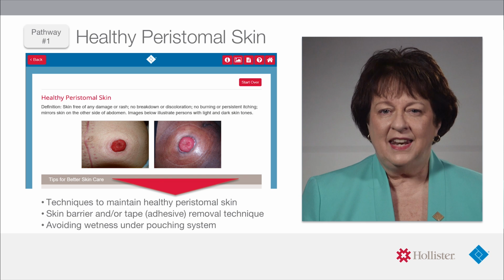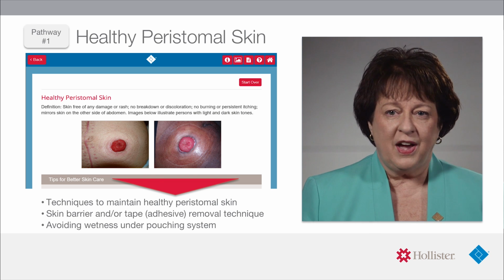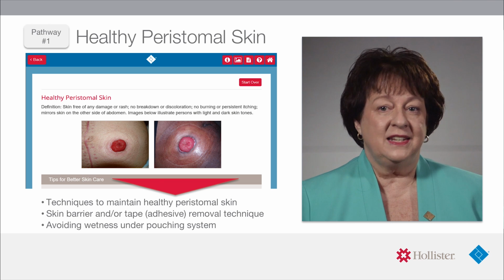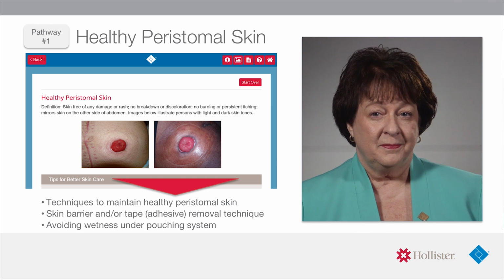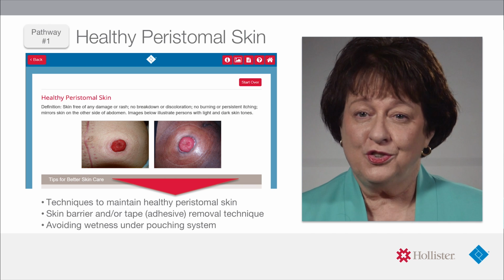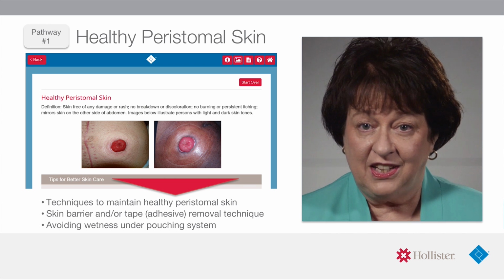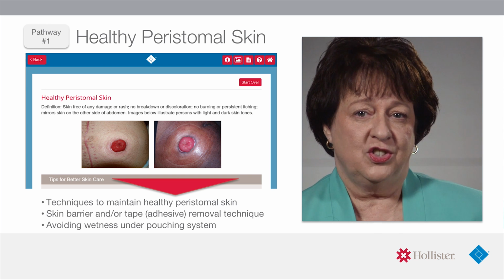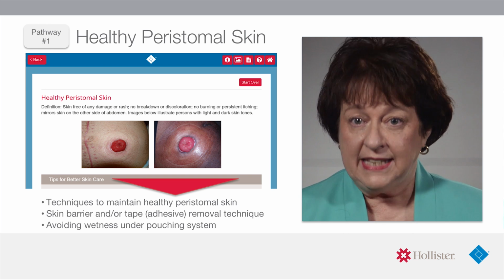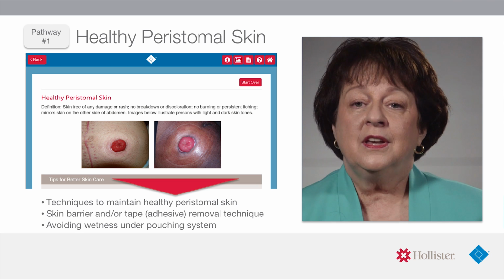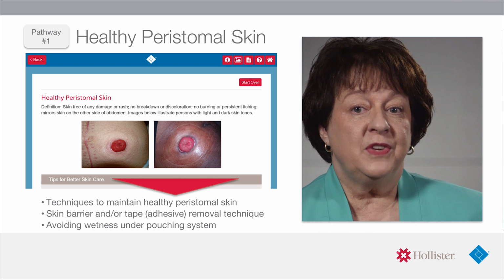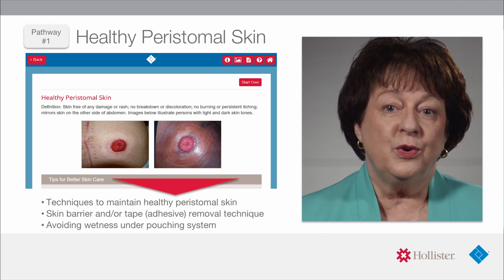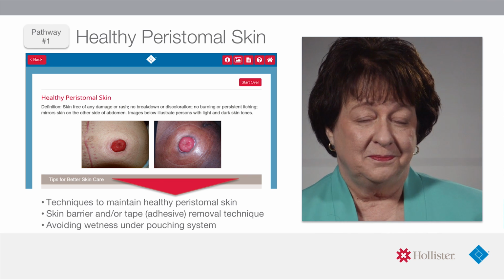To help us maintain that healthy skin, the guide also provides several tips for better skin care, including techniques to maintain healthy peristomal skin. Some of these are how to measure your stoma size to ensure it has not changed, and assessing the adhesive side of the skin barrier at every pouch change for signs that stoma output is leaking under the barrier. Additional tips come in the form of images, videos, or links to downloads that can further assist you with your self-assessment and care.